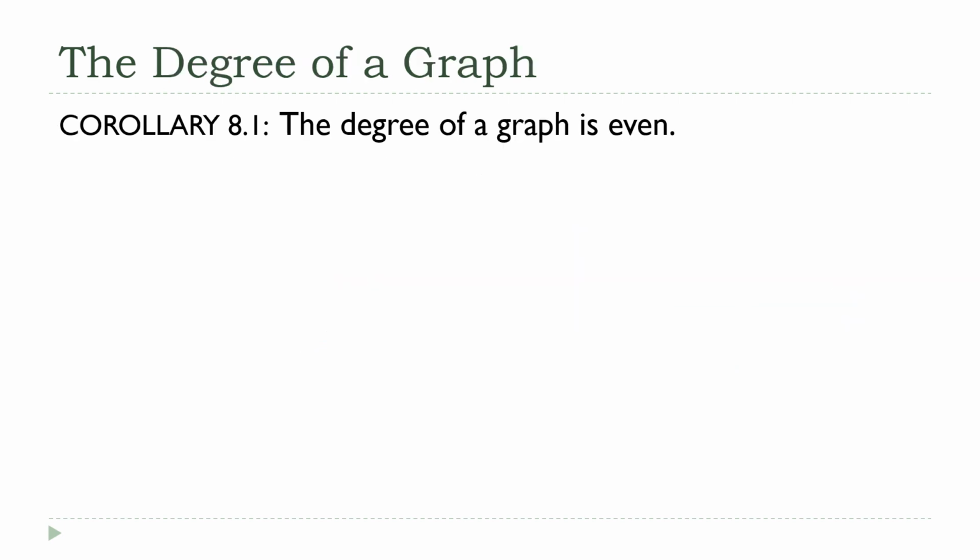I've got a quick corollary here for us. Remember, corollaries are short little proofs that follow immediately from something else that we just did. And this corollary says the degree of a graph has to be even. Well, we saw in the last proof that the degree of a graph is equal to 2 times the size of its edge set. Well, this is an integer, and so the degree is 2 times some integer, which is our definition of an even number. So the degree of a graph has to be even.